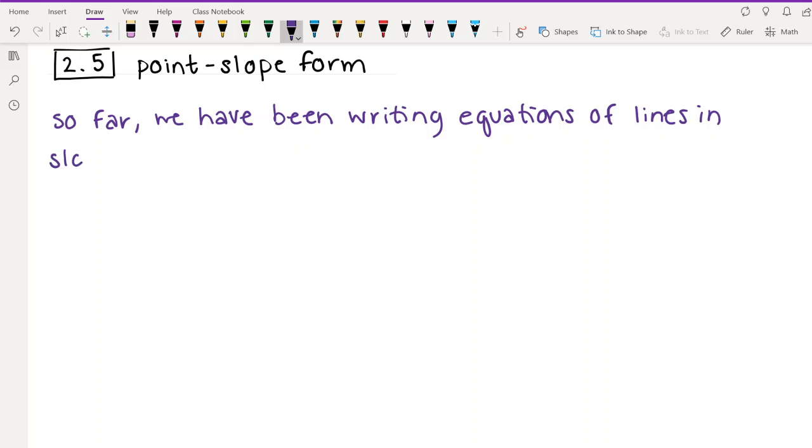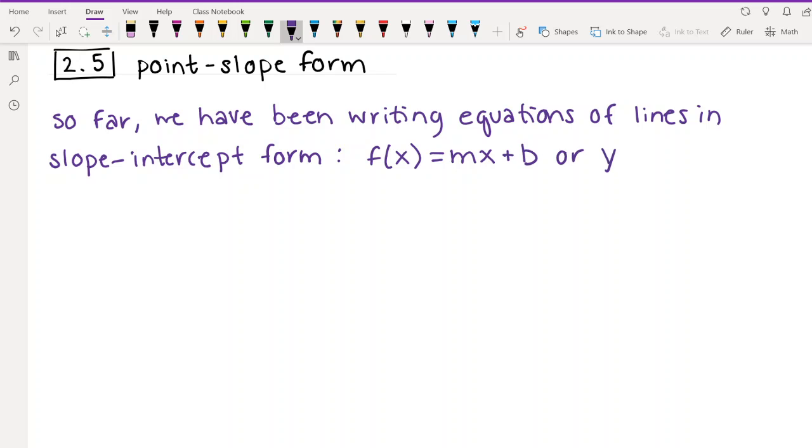So why is it called slope-intercept form? Well, when you have f of x is equal to mx plus b, or y is equal to mx plus b, what is the information that you need in order to write that equation? Well, you need the slope and you need the y-intercept. So that's why it's called slope-intercept form.